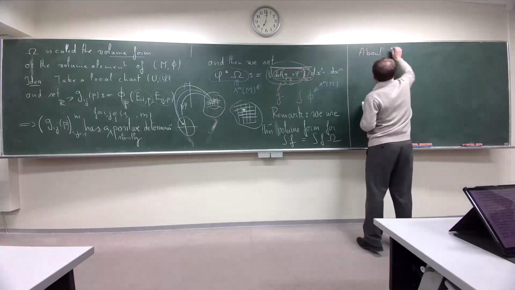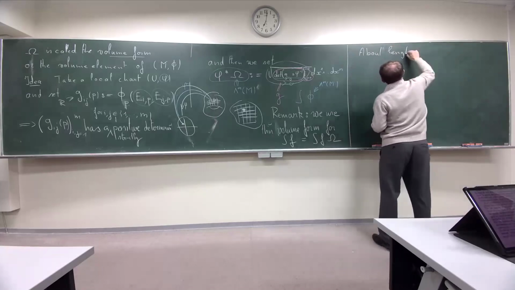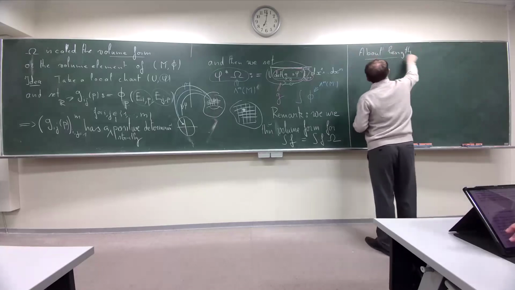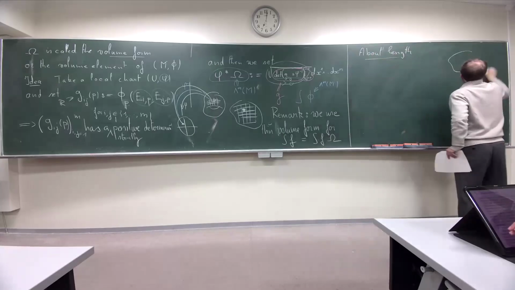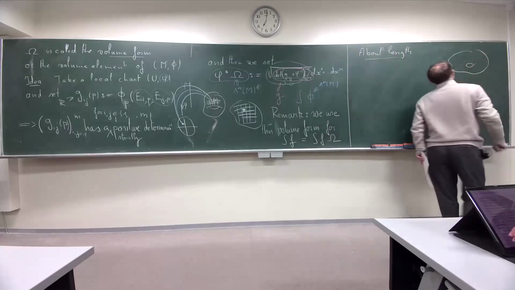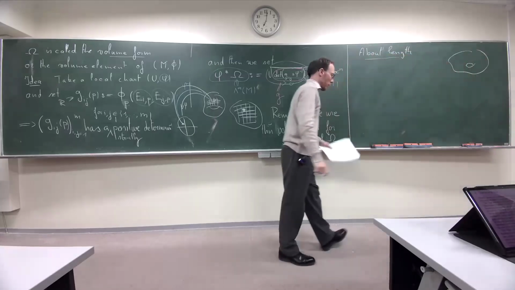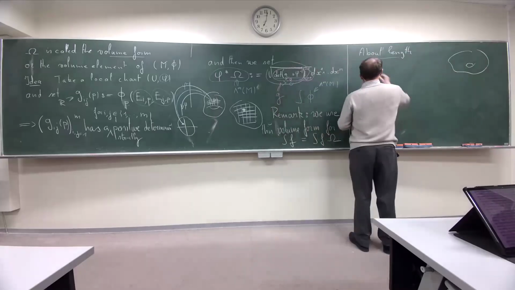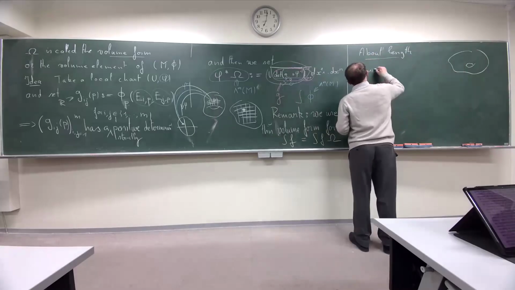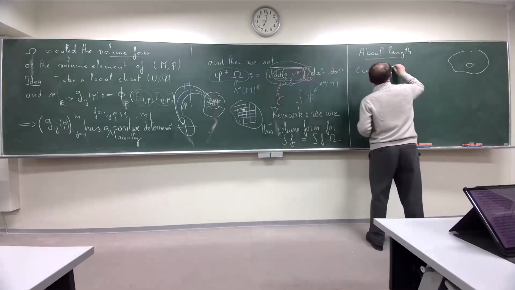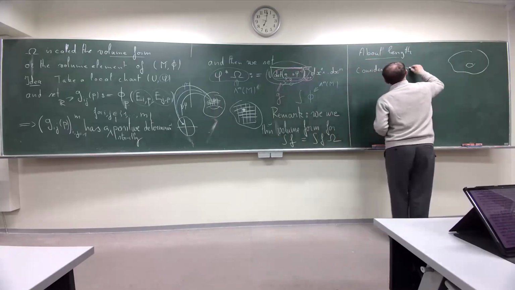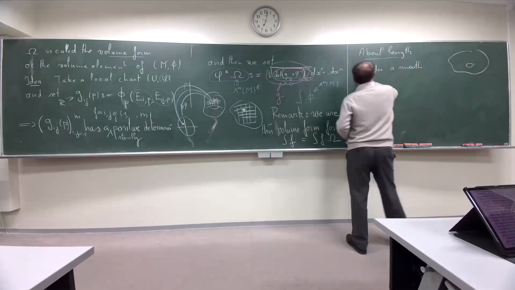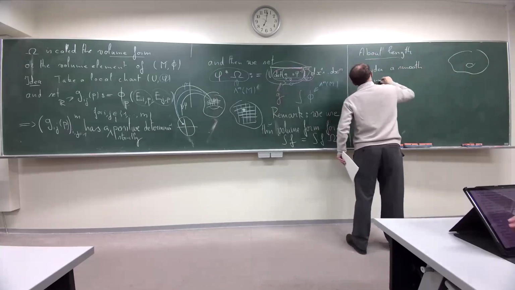Now I want to define length. I want to define length on the manifold, because we have our manifold, but we don't have so far any notion of length. But for a Riemannian manifold, we can do it. So we consider first a curve, a smooth parametric curve. So what is it?